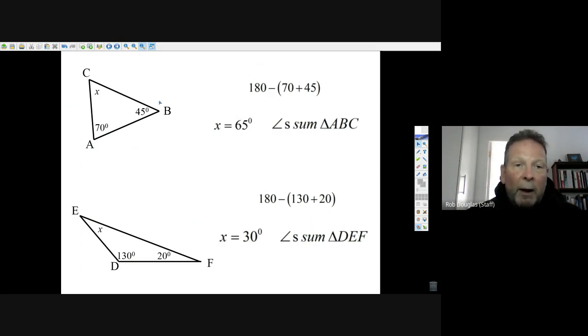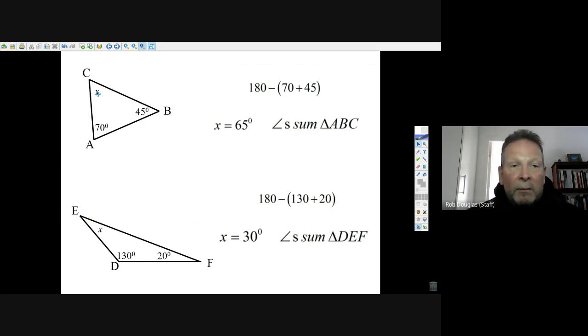Okay, so you're going to have a problem like this. This is triangle ABC. Angle A is 70 degrees. Angle B is 45 degrees. And the problem is to find the unknown angle. What is that angle X there?